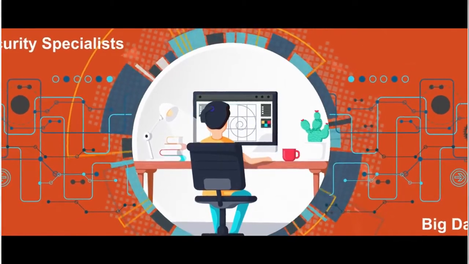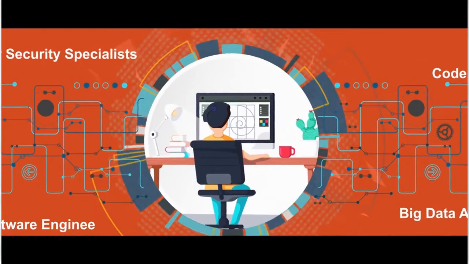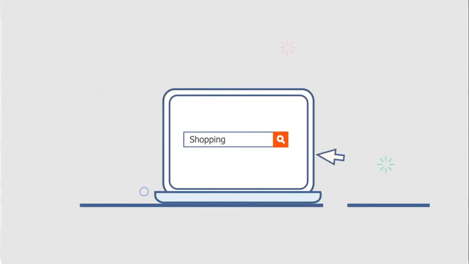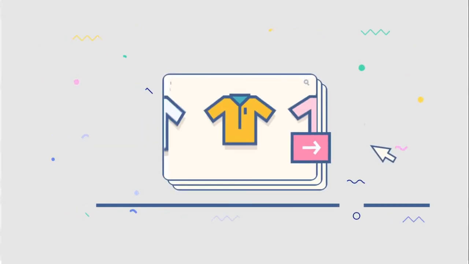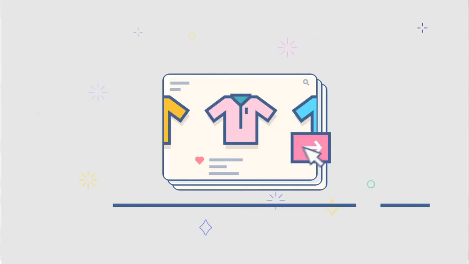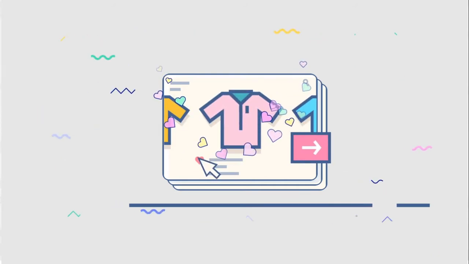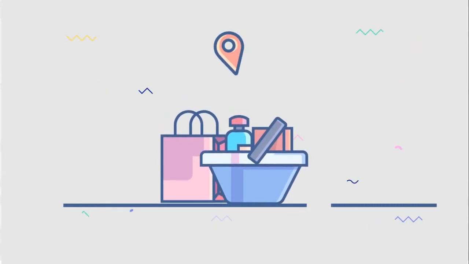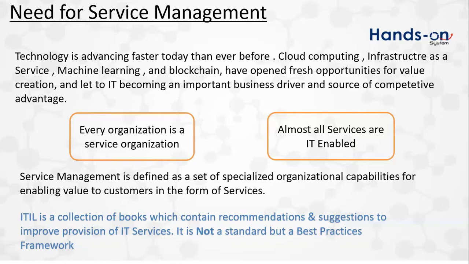Take a very quick example of a packet delivery. You order something from your online shopping portal, and the way it comes to you has a lot of IT involved, while packaging it, while delivering it to the courier partner, tracking it, and then finally delivering it to you. Talking about service management, this is a very important definition. Service management is defined as a set of specialized organizational capabilities for enabling value to the customer in the form of service.